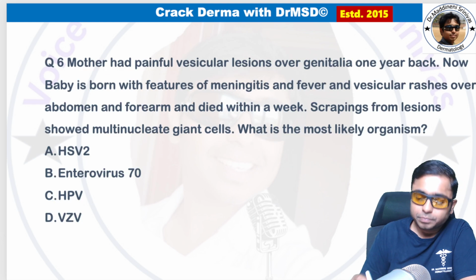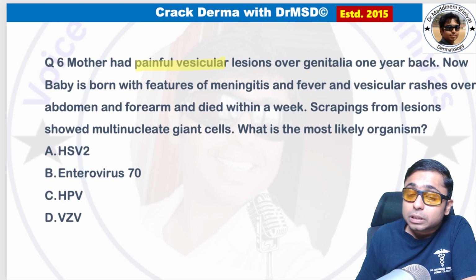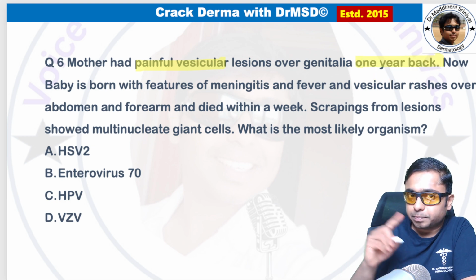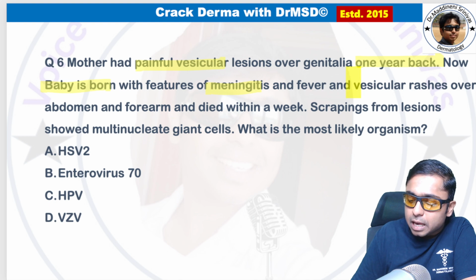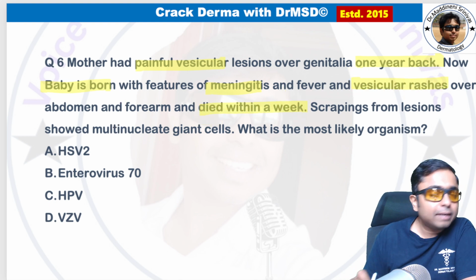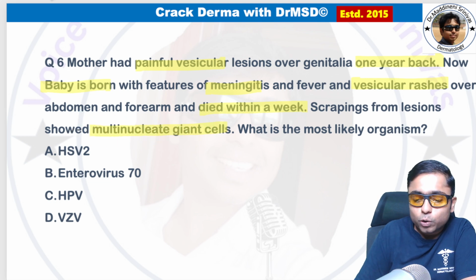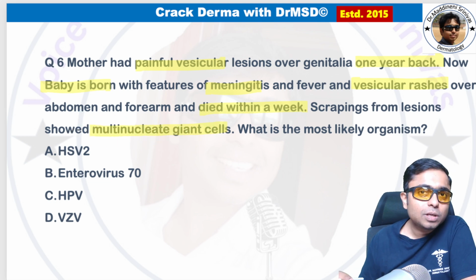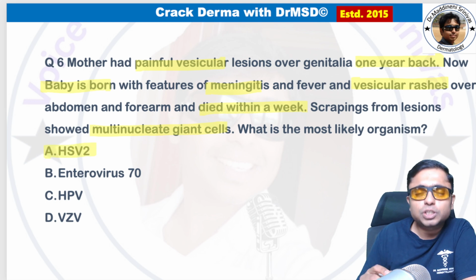Okay, this is the next question. Mother had painful vesicular lesions over the genitalia 1 year back. Now the baby is born with features of meningitis and fever and vesicular rashes over the abdomen, and unfortunately died within a week. Scrapings from the lesion showed multinucleated giant cells. So with all these clues, what do you think is the correct answer? If you have marked the answer as option A, HSV2, you are absolutely correct.